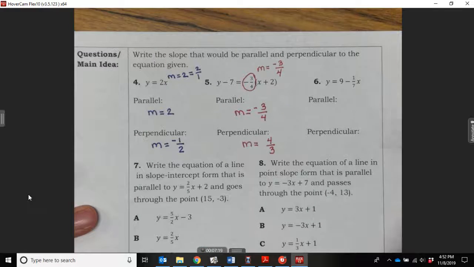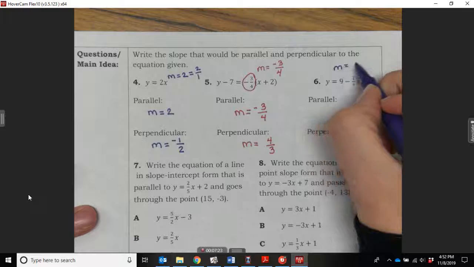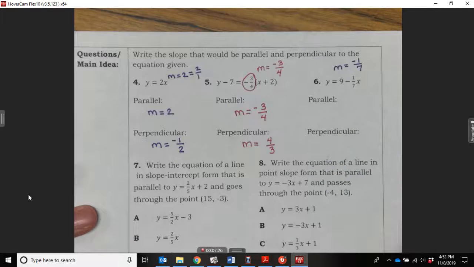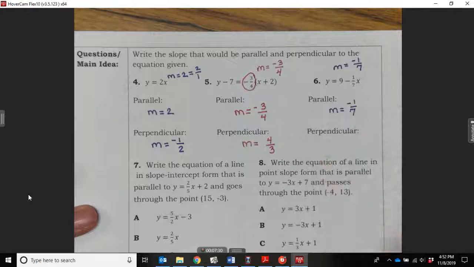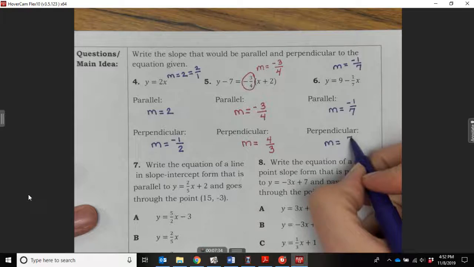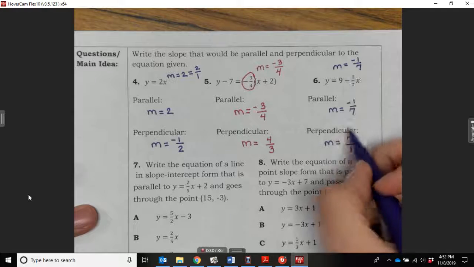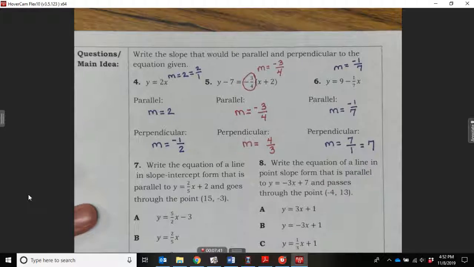And then the very last one, y equals 9 minus 1 over 7x. My slope right now is negative 1 over 7. So parallel would be negative 1 over 7. And perpendicular would be flipping it upside down and changing it from a negative to a positive. And then 7 over 1 is really 7.